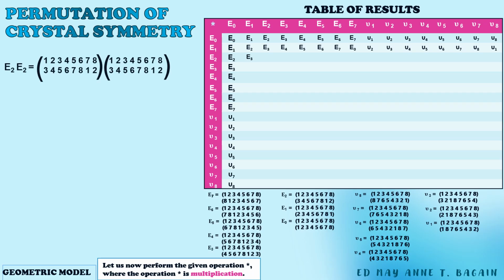So let's check epsilon sub 2 star epsilon sub 2. We have, looking at the original position, 1 is 3. So 1 is 3, so the new one is 5. So 5, 6, 7, 8, 1, 2, 3, 4. And what element is this? Let's check. It's epsilon sub 4.